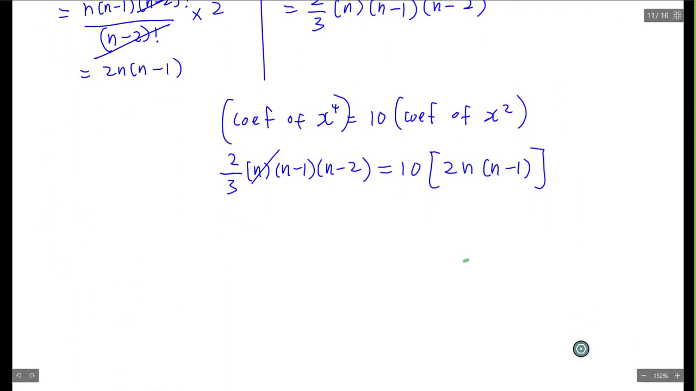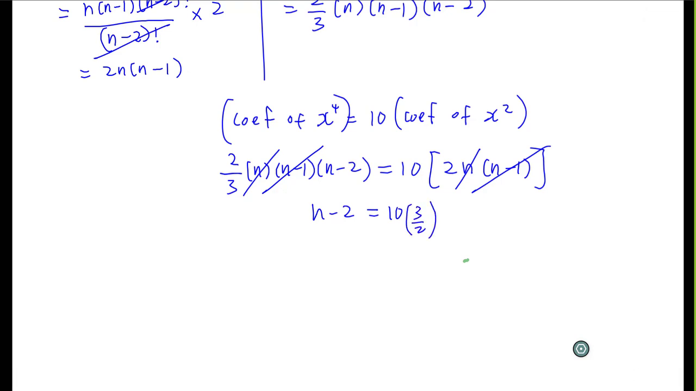Now we can cut the same thing. Cut this one and cut this one. Then we need to find n. So I move the 2 over 3 to the other side, it becomes 10 multiplied by 3 over 2. And we still have 2 at the back here. So cut the 2 and 2. n equals to 32.